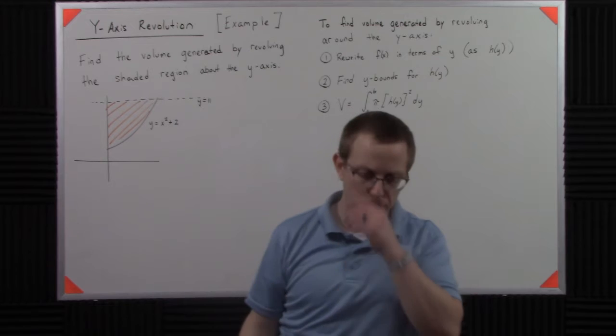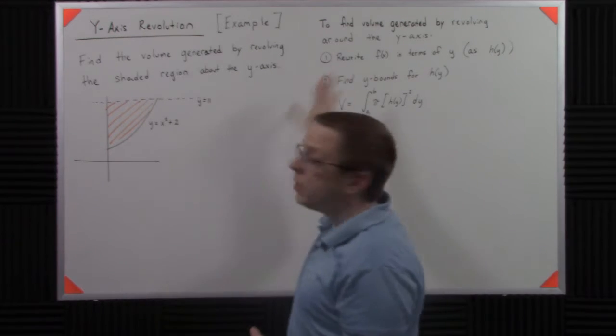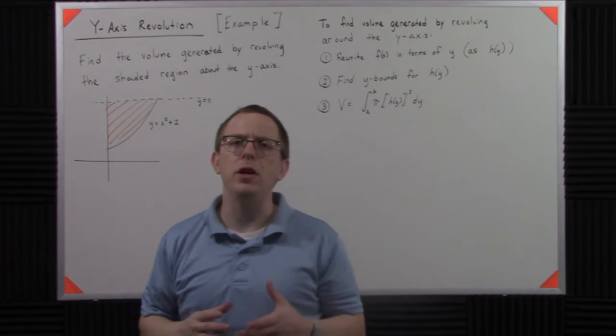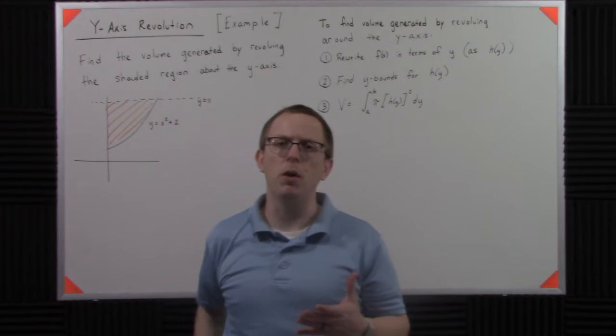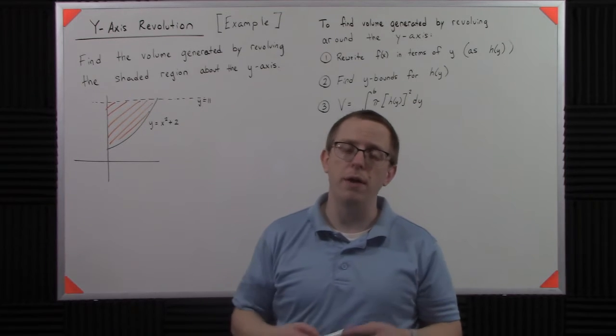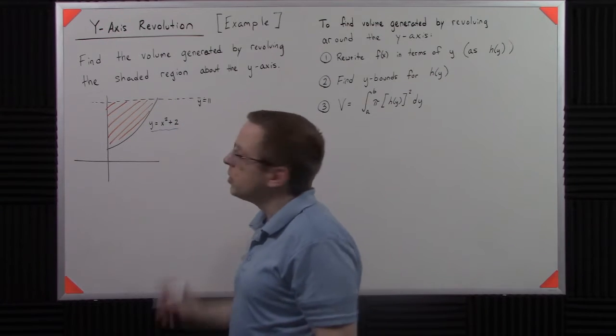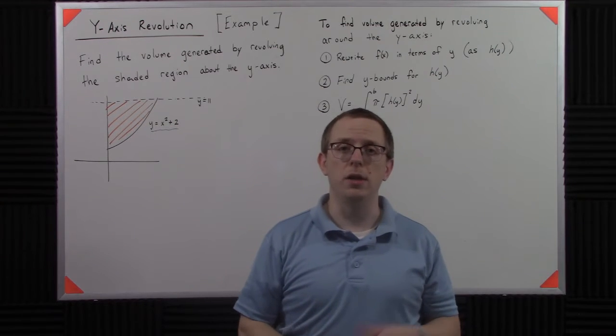a bowl here. So what we need to do is follow the steps that are laid out here and figure out how to solve this problem. So the first step is to rewrite f of x in terms of y. So this is kind of my f of x here. So I need to get that x by itself to create a function.